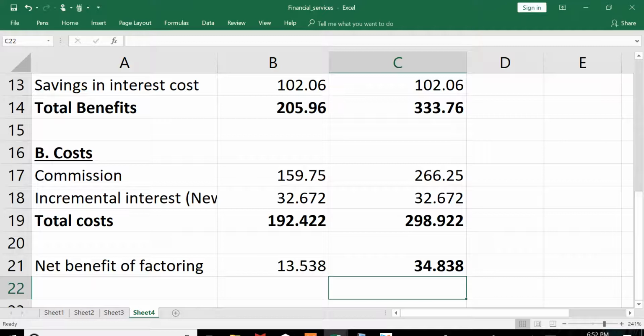The way in which the institute solution is given can be a little different from the way you end up solving this. Mostly the answer will match. At certain places it may not match. I'll tell you when it doesn't match. 34,838. Any doubts on this?